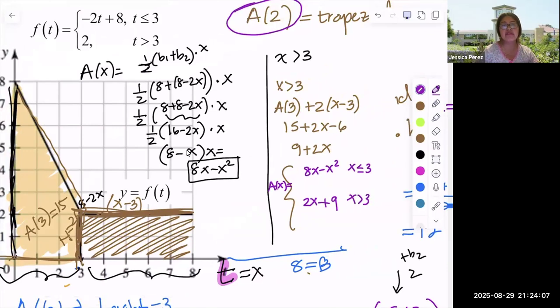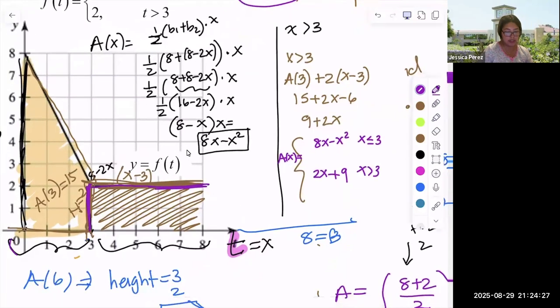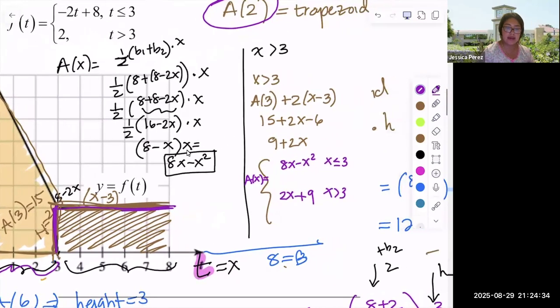So we have to include the 15. Will it stay the same? We're adding that piece to base times height. The height will always be 2 here, this height, but what's going to change is actually the base. So the base is going to be x minus 3. Why minus 3? Because we're taking the first 3 into consideration. That's why it's x minus 3. And that is my solution to this question.